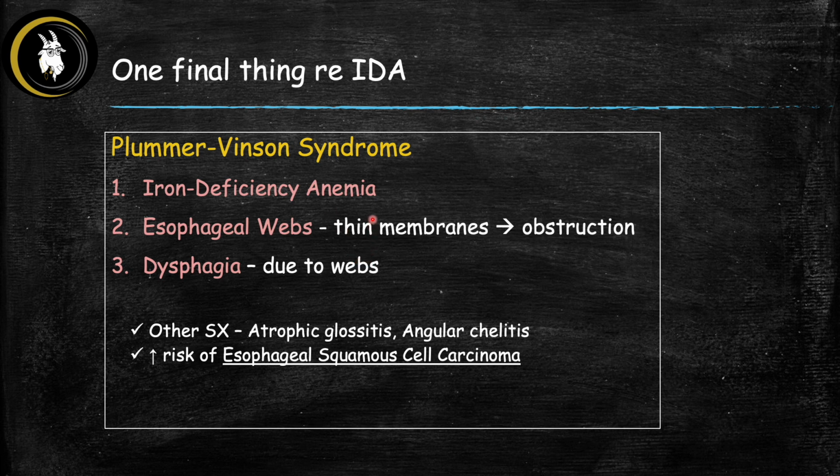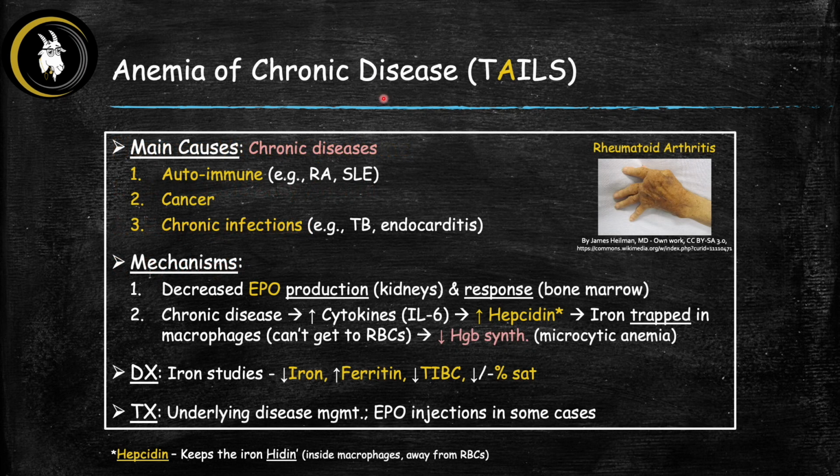So in other words, someone has long-standing and severe iron deficiency anemia, and this severe lack of iron in the tissues of the esophagus causes there to be thinning membranes and weakened esophageal muscles, which is then going to lead to the formation of the webs and the difficulty swallowing. Lack of iron can also damage the cells of the mucosa of the mouth, so it can cause atrophic glossitis, which is inflammation of the tongue, or angular cheilitis, which is inflammation of the angles or corners of the mouth. And then finally, it's important to recognize that Plummer-Vinson syndrome is associated with an increased risk of squamous cell carcinoma of the esophagus.